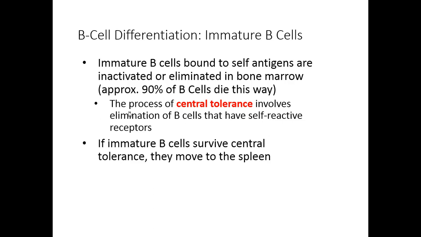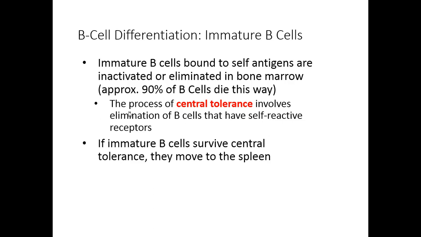They're inactivated and/or eliminated in the bone marrow. And you can see here, 90% of the B cells die this way. Very much like the T cells, we're getting rid of all of these things that interact with self. And so this is a huge way that the number of B cells die off in the host.